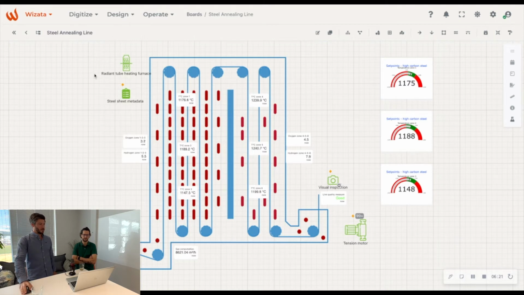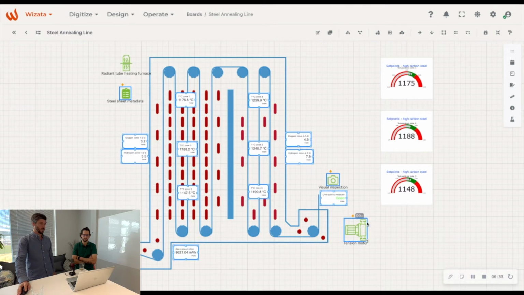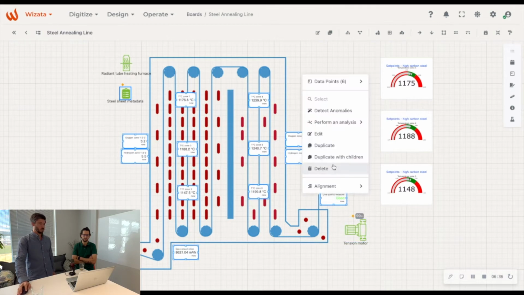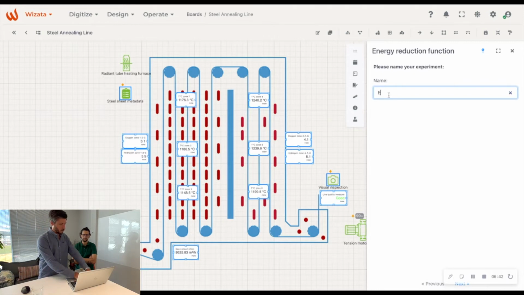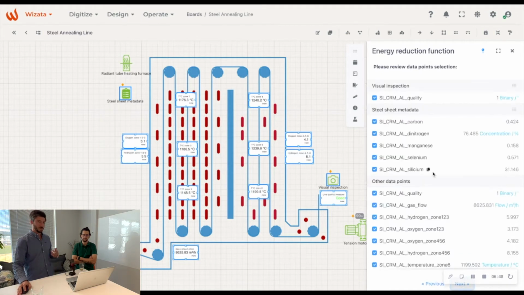So we have all that we need now. What I can do is select all of this data, and we have some embedded functions that we can apply. We will use for this demo the energy reduction function. So you just launch it and type a name. I will just give the name energy reduction, and then I follow the steps.